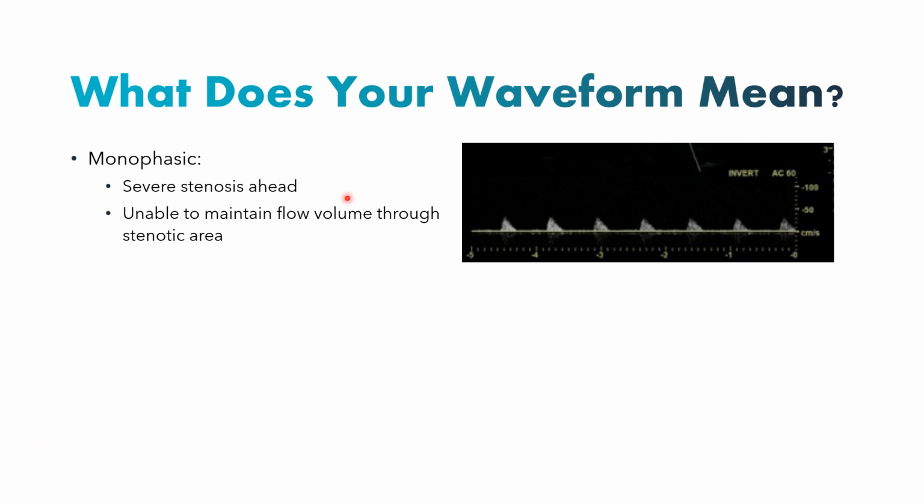Monophasic, like I said, is an indicator that we have poor blood flow. It is high resistance ahead, and it's unable to maintain volume through the stenotic area, and so we have significant resistance and a backing up of blood upstream.